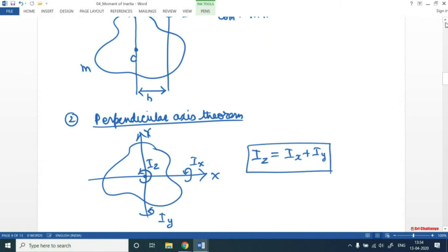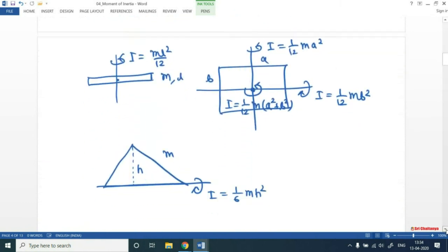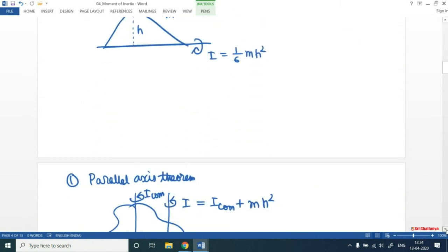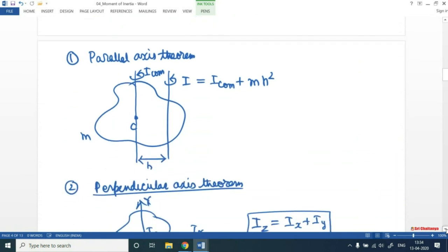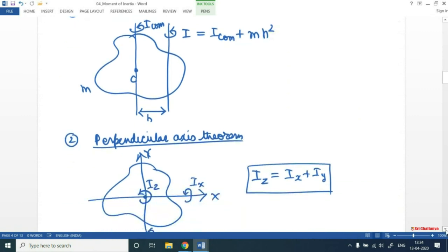Most of the time we remember the formula for the moment of inertia about some principal axis. So using that result in combination with the parallel axis theorem or perpendicular axis theorem, we must be able to tell the moment of inertia about some other given axis, and that information about moment of inertia is going to be very, very useful in the discussion of rotational motion.